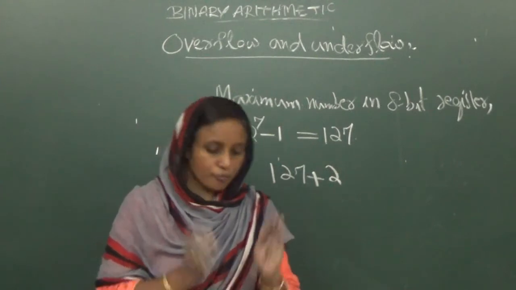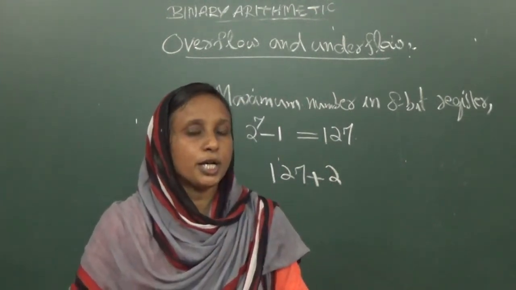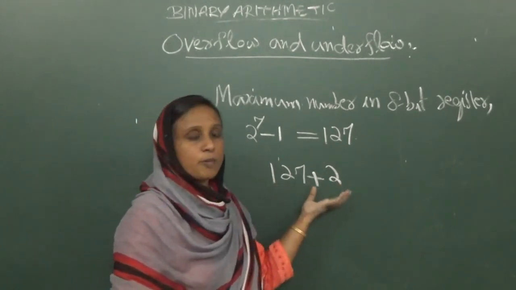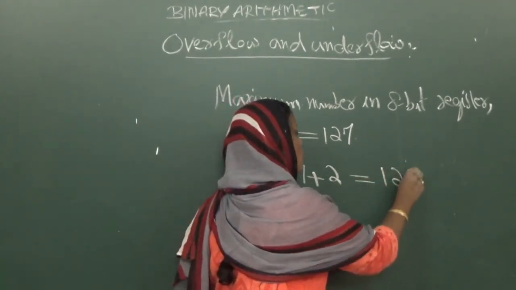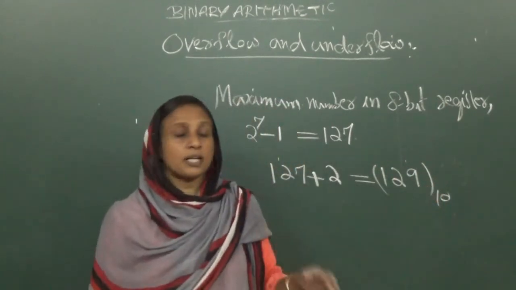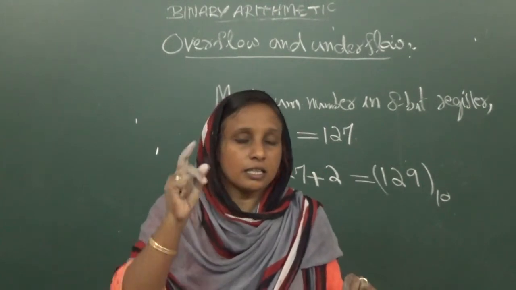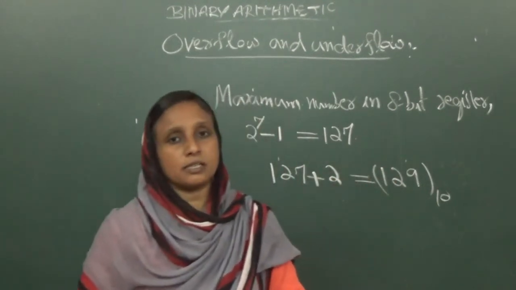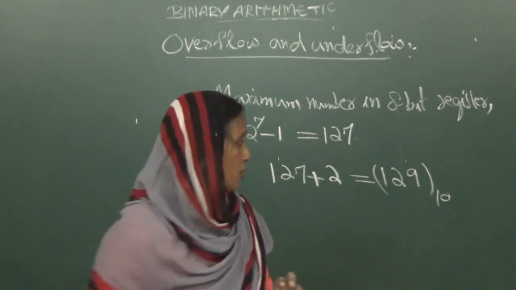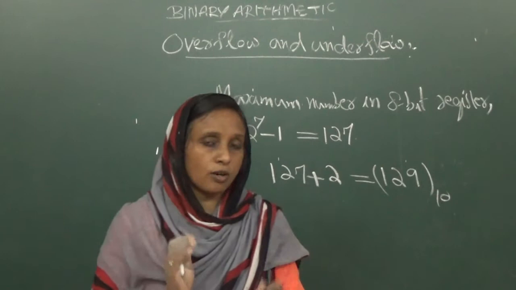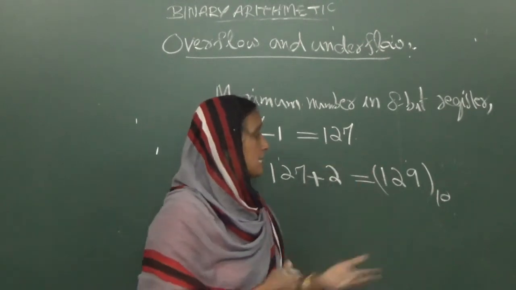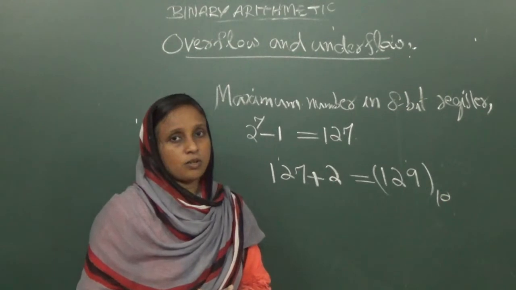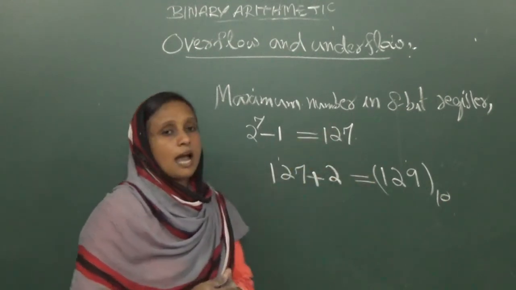using an 8-bit register. If you don't write any code or software to do this operation, this gives you a wrong result. Why? Because 127 plus 2 in the decimal system is equivalent to 129. But your register has only 8-bit capacity. It can store a maximum number of 127. So this leads to a wrong result. A user should know the capacity of the registers of their microprocessor or microcomputer. If it exceeds the capacity, we have to use some software or code to run the calculation. This is called overflow or underflow.